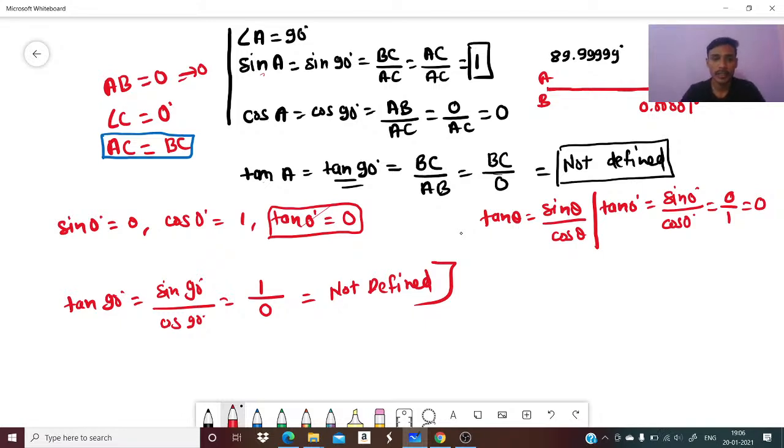So in this way, we have found the sine, cos and tan ratios for 0 degrees as well as for 90 degrees. Let us verify whether these answers are correct or not. So sine 0 is 0, cos 0 is 1, tan 0 is 0. So let us verify.